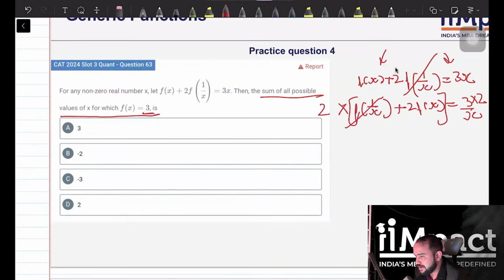Not a difficult question at all. But if you don't put x as 1/x, it's going to be very difficult. It's going to be a difficult question in that sense.